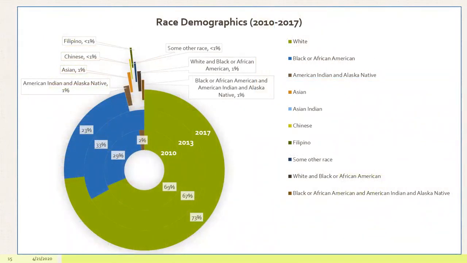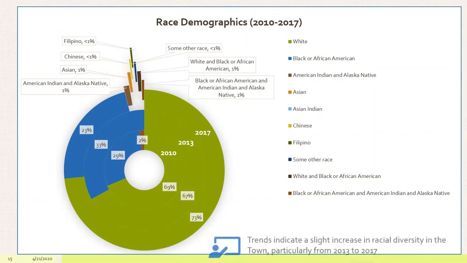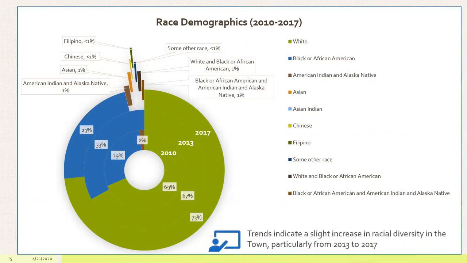This next slide is a race demographics chart. It's known as a donut chart here. The inner circle is 2010 data, while the middle circle is 2013, and the outer circle is 2017 data. The takeaway here is basically that trends are showing a slight increase in racial diversity in the town in this time period, particularly from 2013 to 2017.